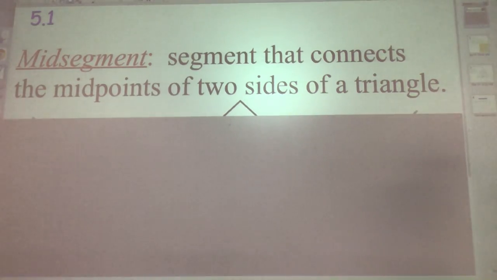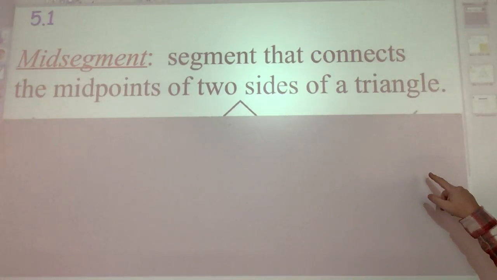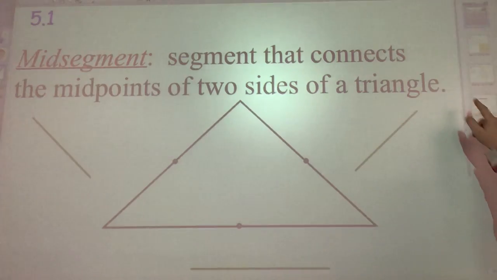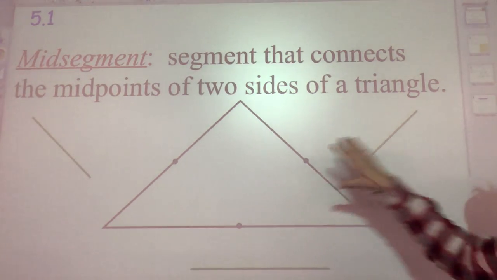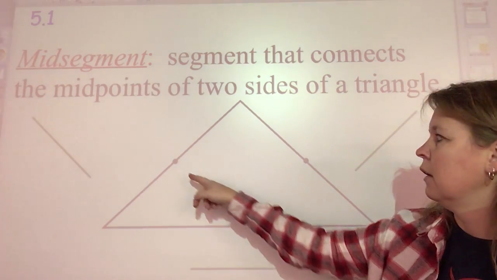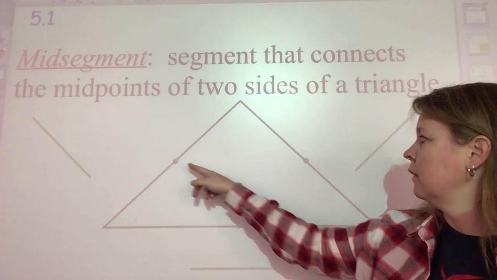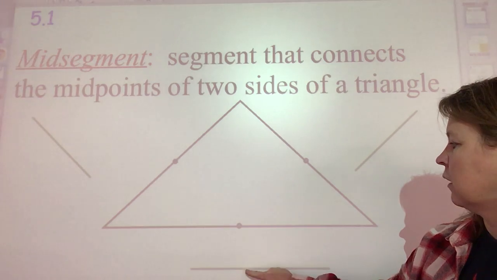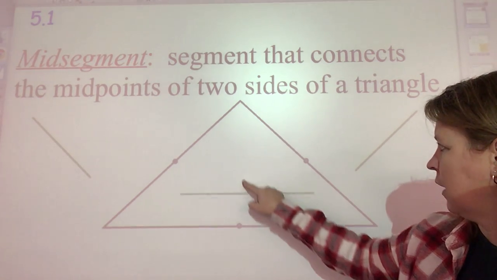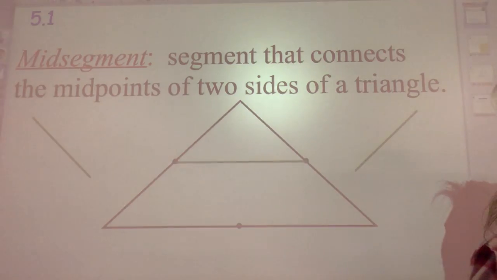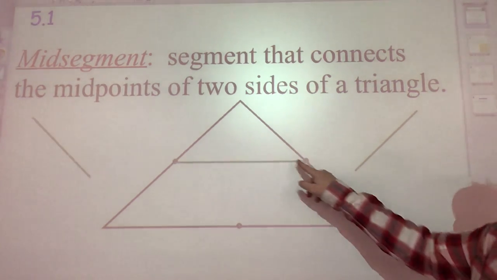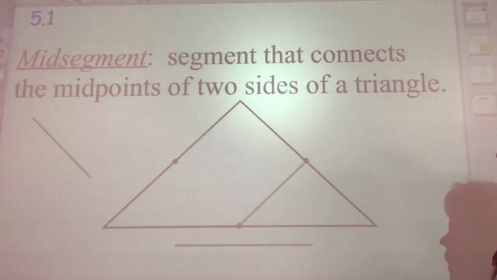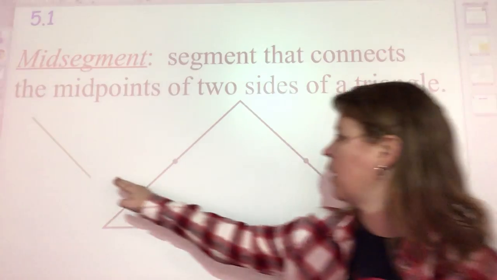A midsegment is a segment that connects the midpoints of two sides of a triangle. So one segment connects the midpoints of two sides of a triangle. Draw your triangle, calculate where the middle is, the midpoint of each side. If I draw this mid-segment, you're going to have to draw it. I can drag it, hopefully. That mid-segment, or I could draw this mid-segment between those two sides of the triangle, or you could draw this mid-segment.